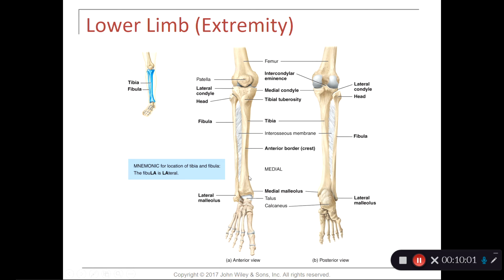Migrating downward, you'll also notice that your ankles actually have an appropriate name. It's called the malleolus. The one that pertains to the tibia is the medial malleolus, and the one that pertains to the fibula is the lateral malleolus. How do you remember the orientation of the tibia versus fibula really quick? There's a little mnemonic here. The fibula is lateral. So you just remember that the lateral malleolus is part of the fibula.